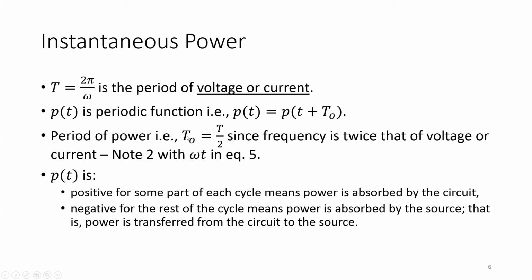The period of power is T naught, which is equal to T by 2, where T is the time period of the voltage or current, because the frequency of power is twice that of the voltage, as we can see from equation 5 on our previous slide. So p(t) is positive for some part of each cycle, which means power is absorbed by the load, by the circuit, and negative for some part, which means that power is delivered from the load to the source.